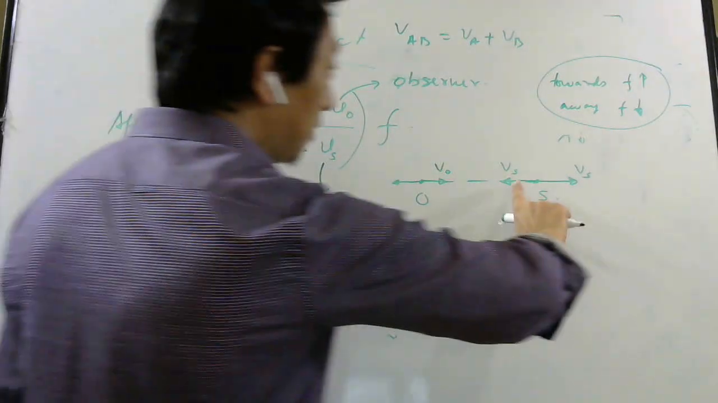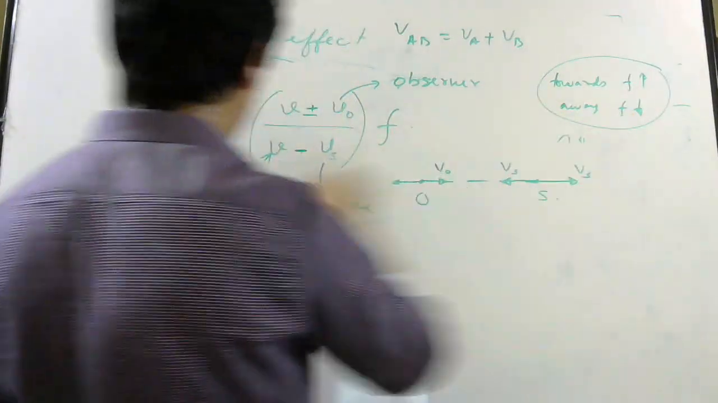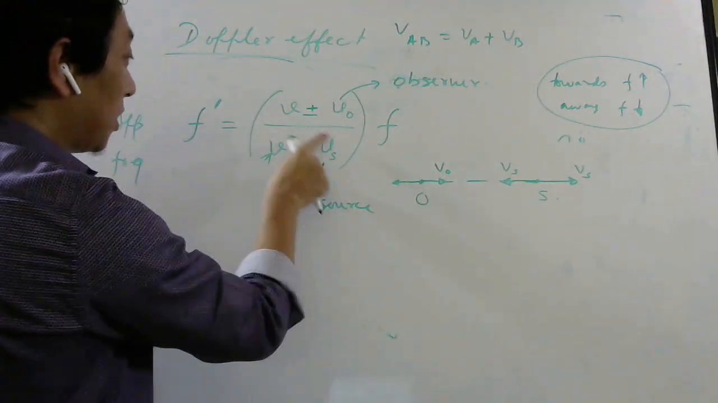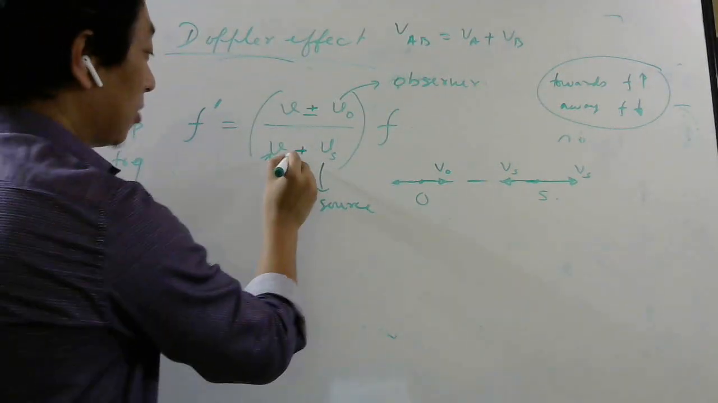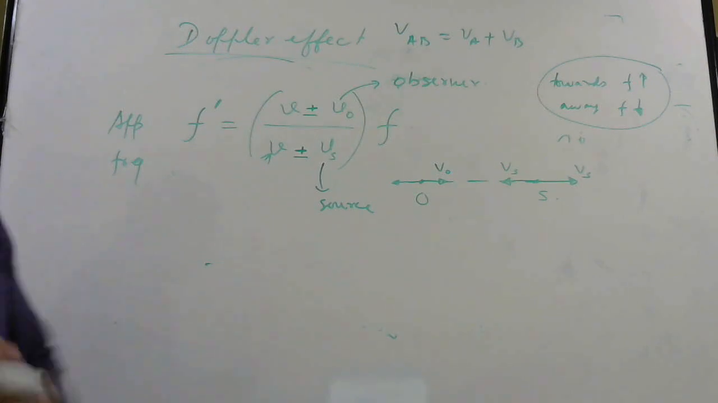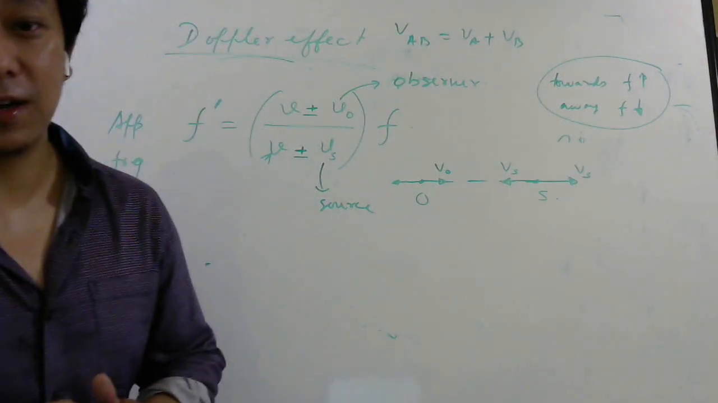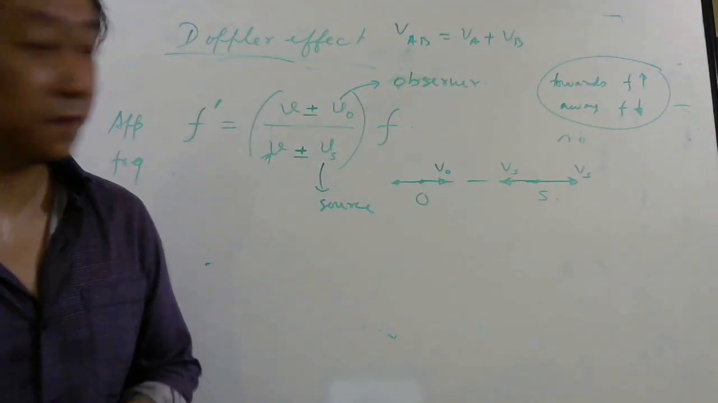If the source is moving away, the frequency should decrease. So the denominator should increase, should be more. So you should write plus. Okay, so that is how you should decide plus and minus. Try to rewind once and try to hear it properly, whatever I have told.